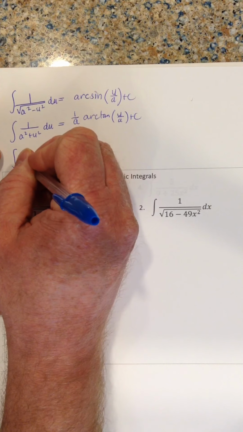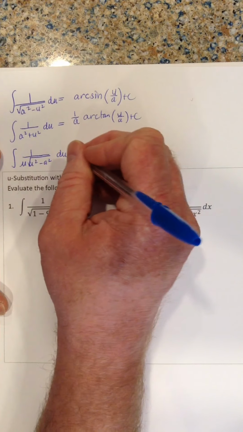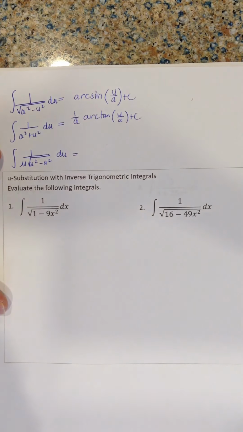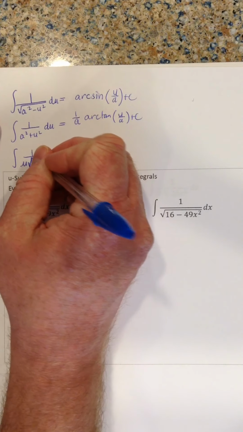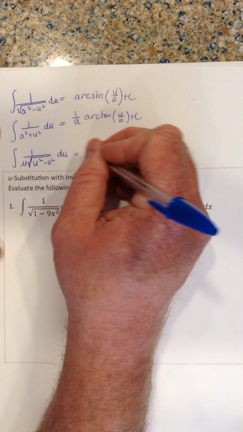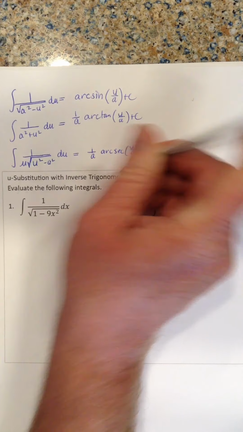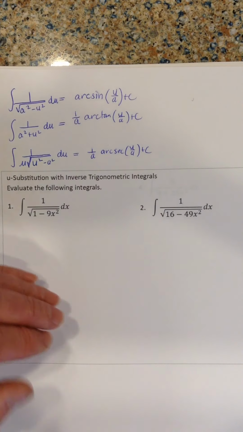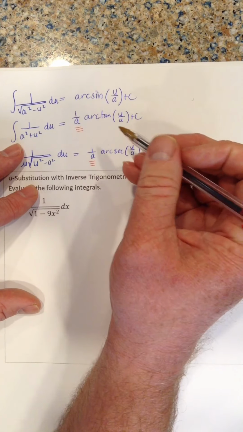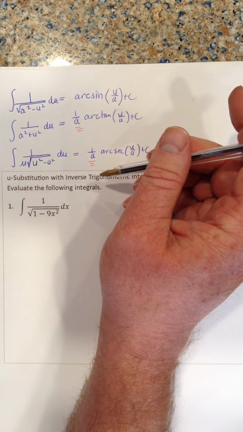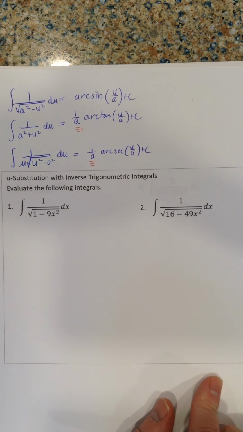Third, the integral of 1 over u square root of u squared minus a squared du is equal to 1 over a arc secant of u over a plus c. Now, two things. Yes, the arc tangent and the arc secant have the 1 over a in front. The arc sine does not. It took me forever in high school to remember and not mess up.